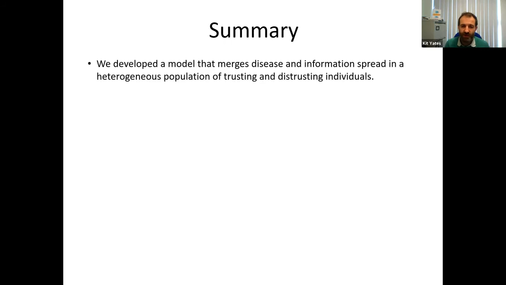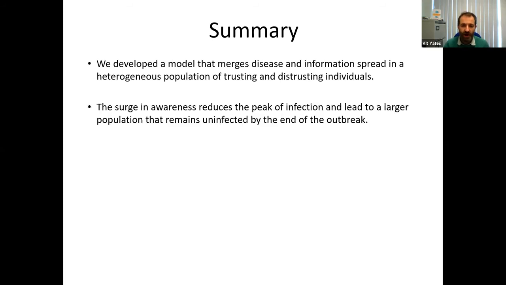So we've developed a model in this work that has merged epidemiological dynamics with information spread and behavioral change interactions of both trusting and distrusting individuals in the population. And I think we've been able to highlight the mechanisms by which the burdens of epidemic can be lightened. Our results show that awareness and behavioural changes can reduce the peak of infection and bring it earlier, and increase the size of the population that remains uninfected at the end of an epidemic, so the final epidemic size can be reduced.